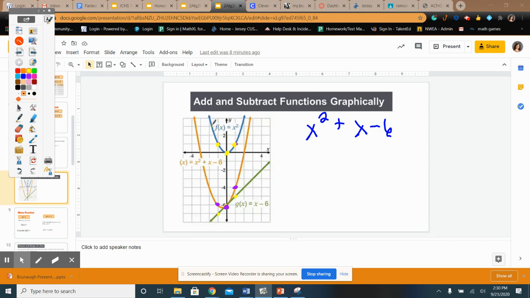And let's see if I can find another nice point here. How about this? 4 and negative 8 would be negative 4. So there's some of the points from that graph. So that's how they did it by graphing, or you could just add them up and then graph the result.